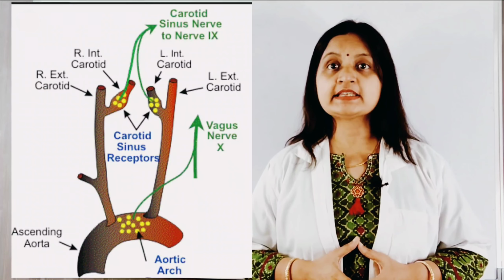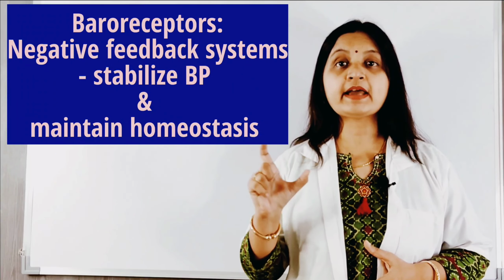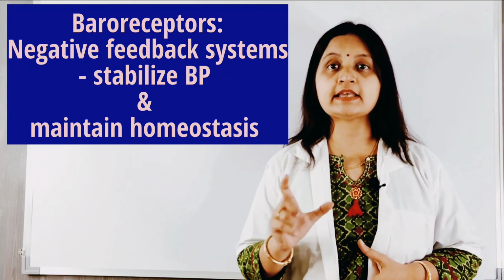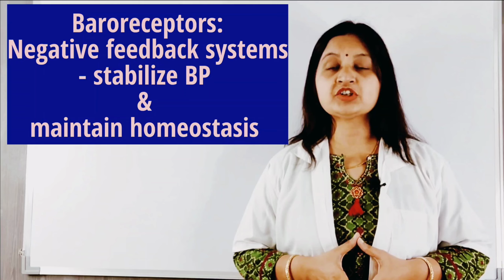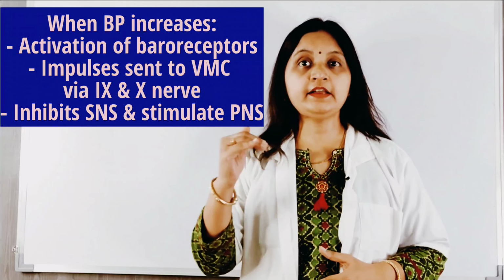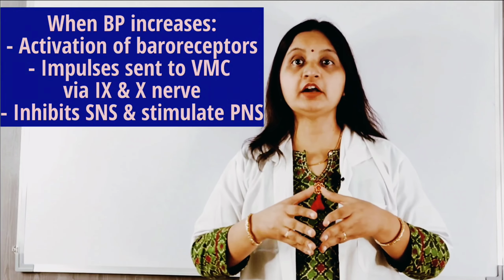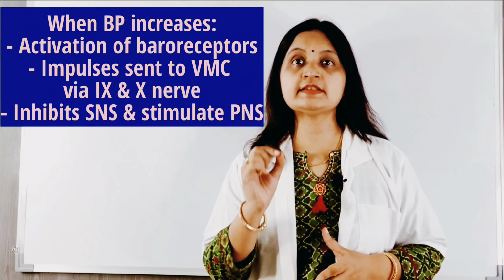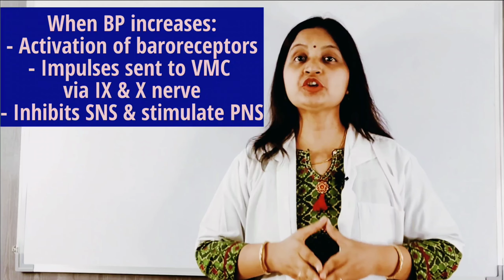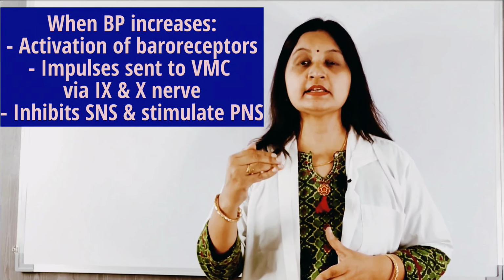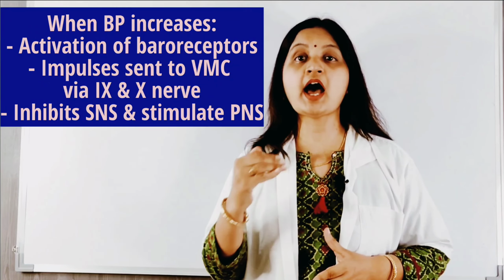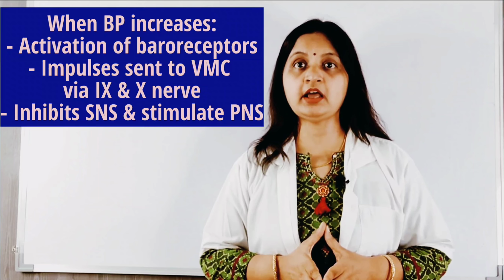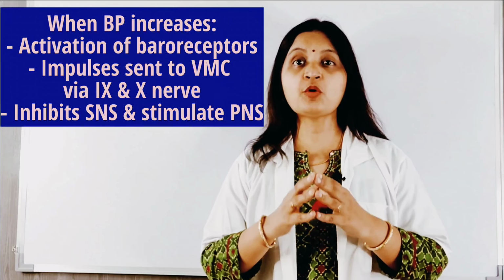The baroreceptor reflex system comprises negative feedback systems that help to stabilize arterial blood pressure and maintain homeostasis. So how does it maintain the blood pressure and homeostasis? When there is a sudden rise in blood pressure, there is stretching of the arterial walls. The stretching sends signals to the baroreceptors, resulting in activation. Activation of baroreceptors generates impulses at a frequency higher than normal. There is increased firing frequency, and the impulses are transmitted via the 9th and 10th nerve to the vasomotor center.